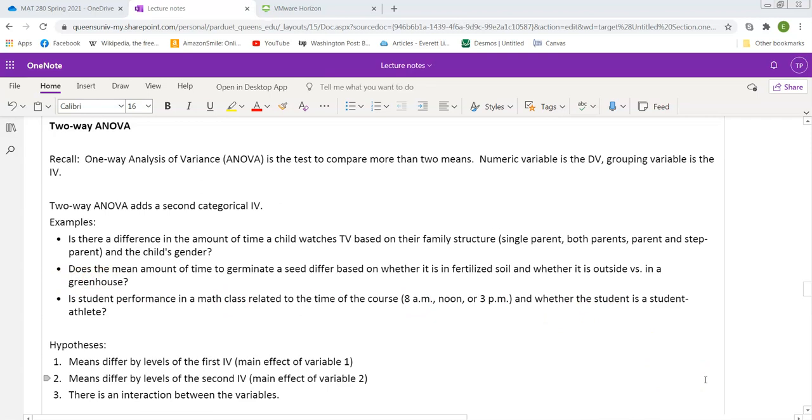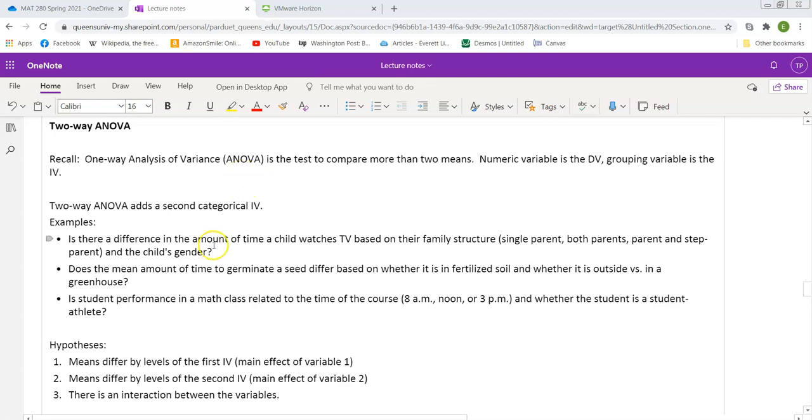So every two-way ANOVA has three sets of hypotheses that we're testing. We're not going to list these anymore as H naught, mu1 equals mu2, whatever. We're just going to list that these are the three things, where these basically are our three alternative hypotheses. The first one is that the means differ based on the first factor.